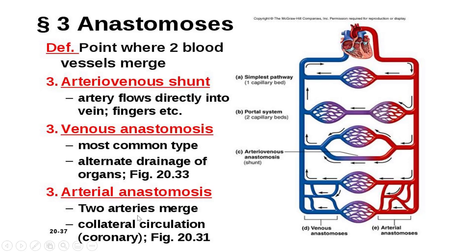One of them is what you call the arteriovenous shunt. This is where the artery flows directly into a vein. This is your arteriovenous anastomosis right here. I'm showing them to you now. And then you have your venous anastomosis, which is the anastomosis found only between two veins. And then arterial anastomosis is when two large arteries merge and form collateral circulation like this.